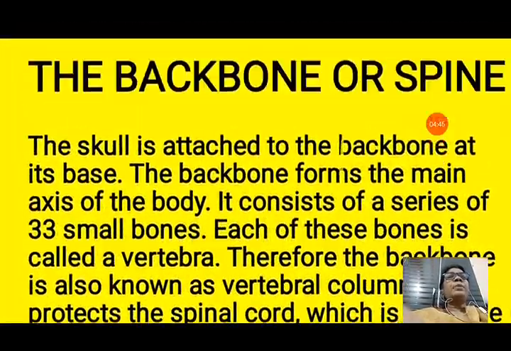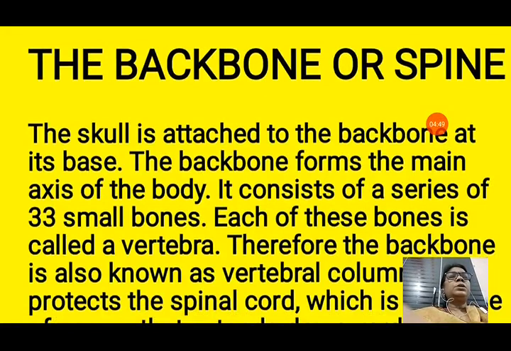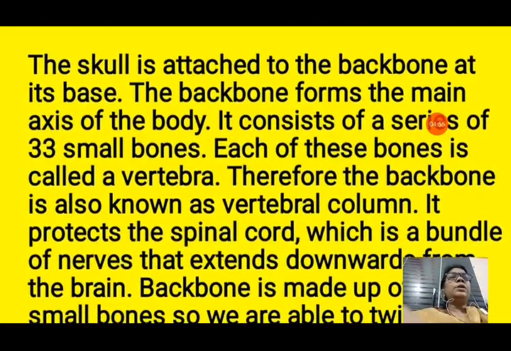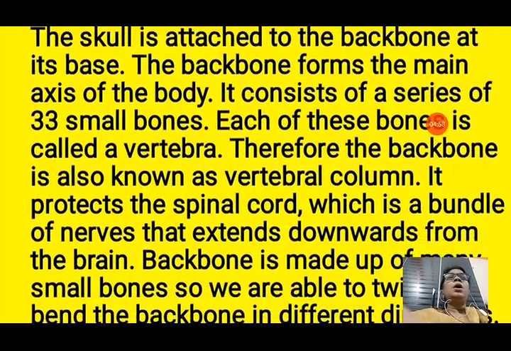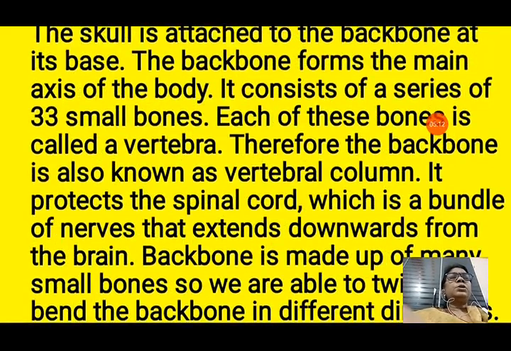Now next is the backbone. That is also a very important part of our skeleton, and it is also known as the spine. The skull is attached to the backbone at its base. The backbone forms the main axis of the body. It consists of a series of 33 small bones. Each of these bones is called a vertebra. The singular is vertebra and the plural is vertebrae. Therefore, the backbone is also known as the vertebral column.